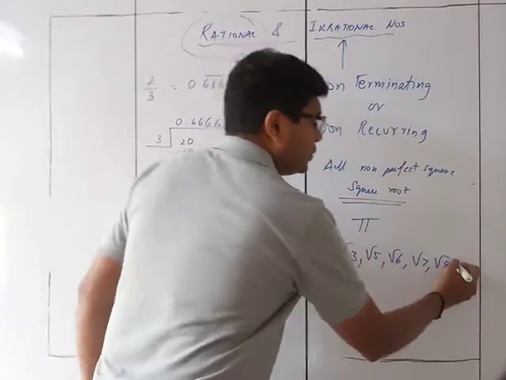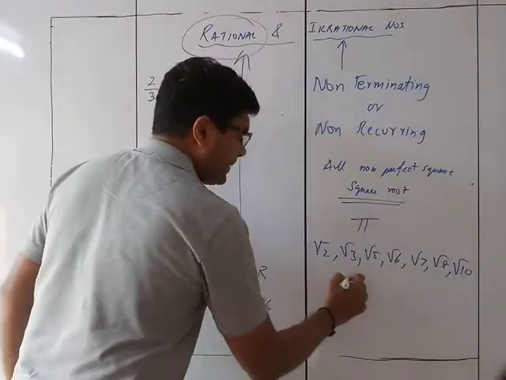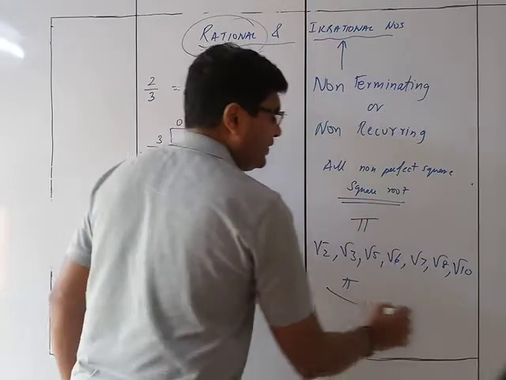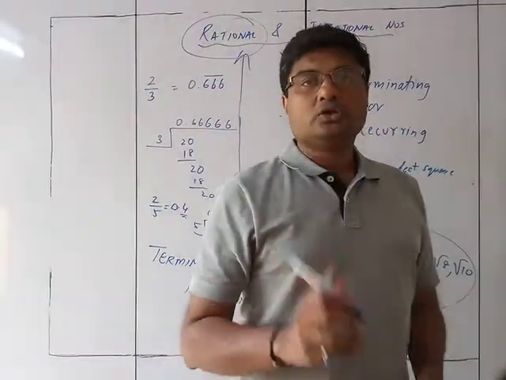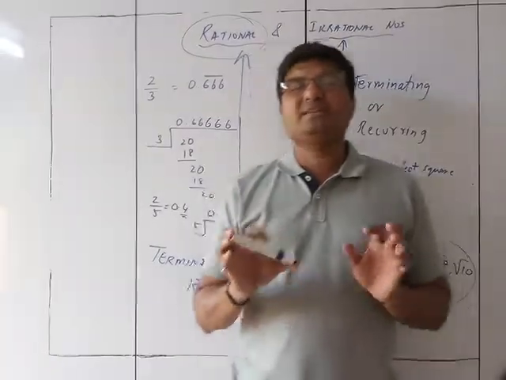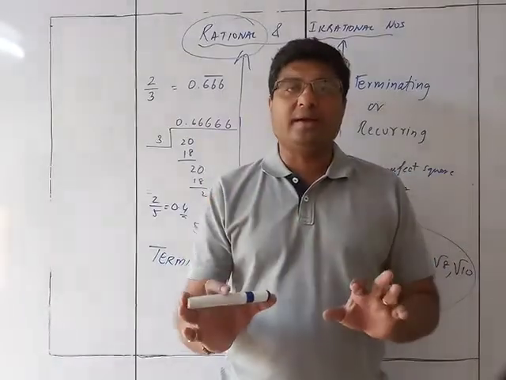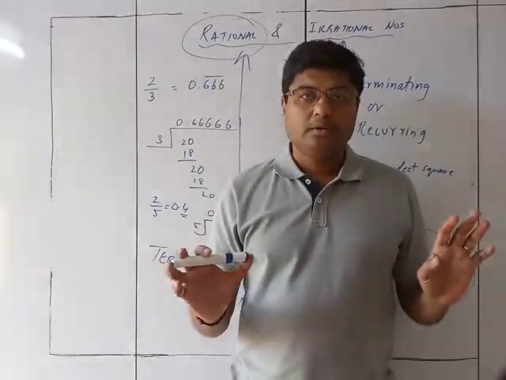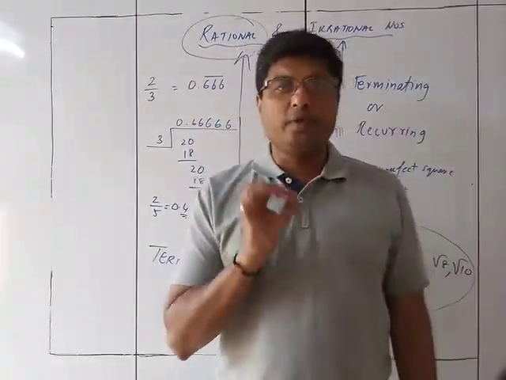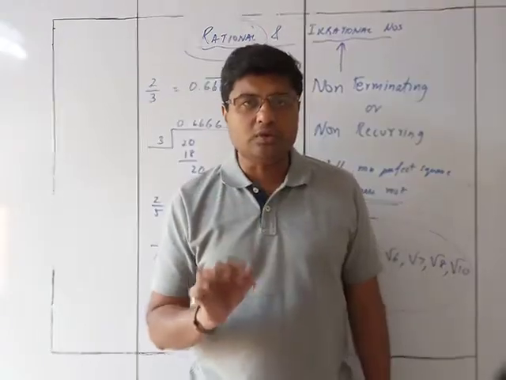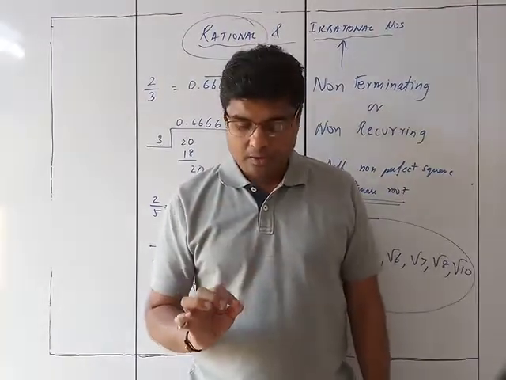So root 8, root 10, all these numbers and pi, these are examples of irrational numbers. So for irrational numbers, we just have to think of it this way: if it is in a root, then it is irrational. Pi normally doesn't come up. So the important thing is that any answer, if it is in a root, then it is an irrational number.